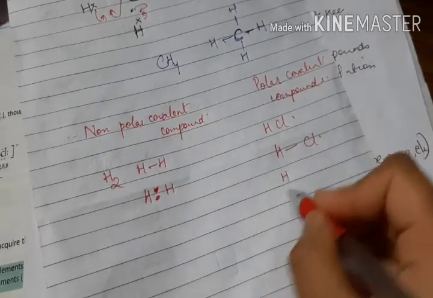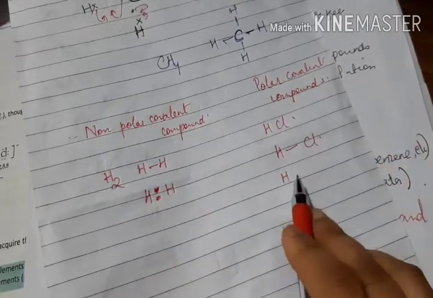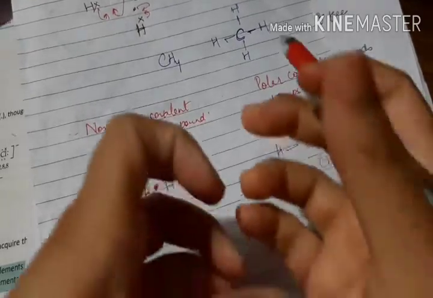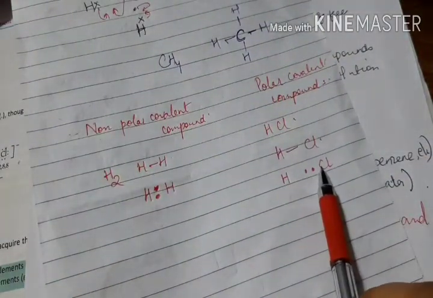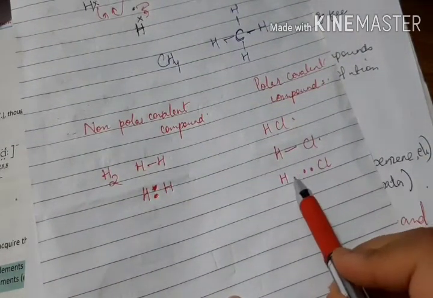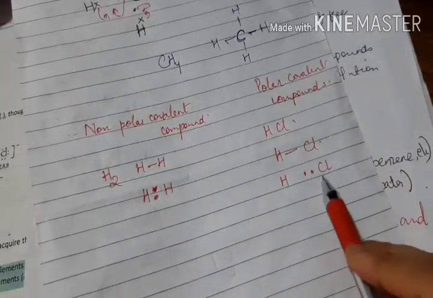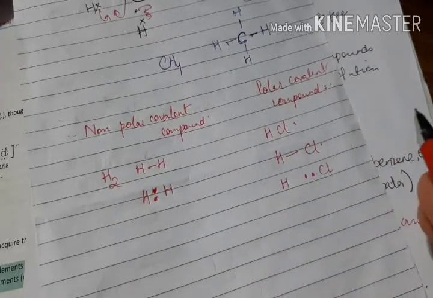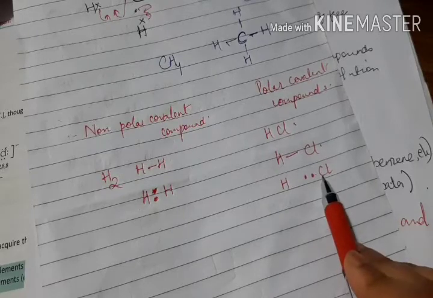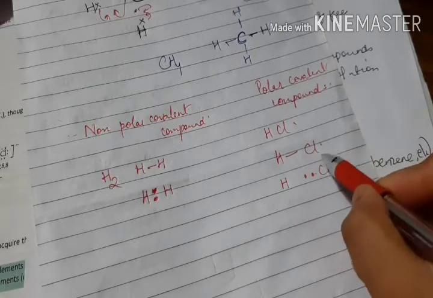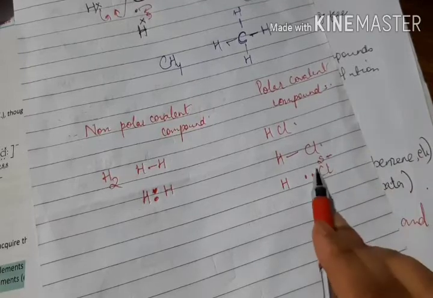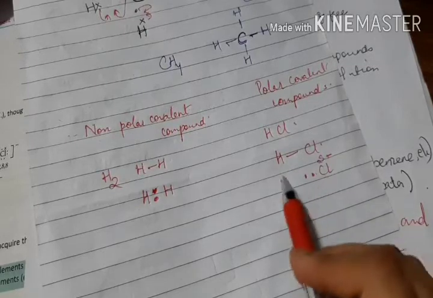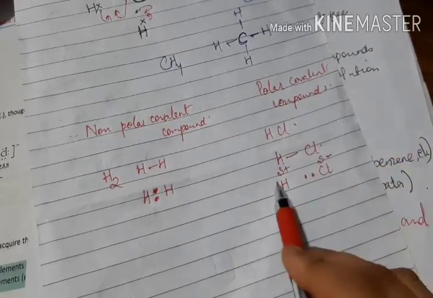So what happens is the shared pair won't be right in the middle. It will be a little bit towards chlorine. It will be pulling the shared electrons towards itself, but not entirely to itself, only slightly towards chlorine. So this chlorine will possess a small negative charge, that is del minus. Del means small negative charge, not entirely negative. And hydrogen, a small positive charge, del plus.